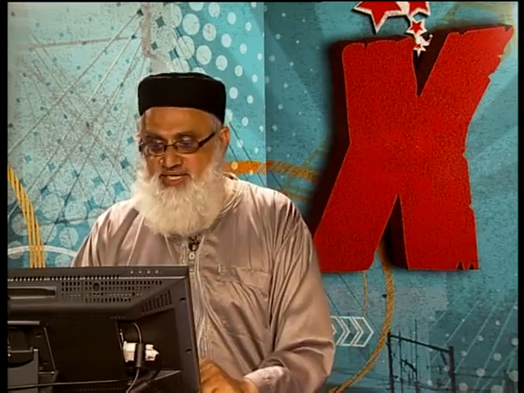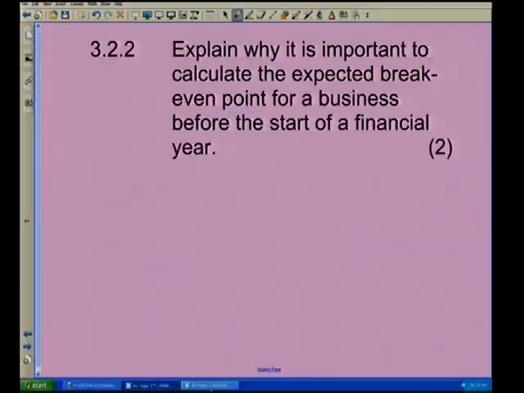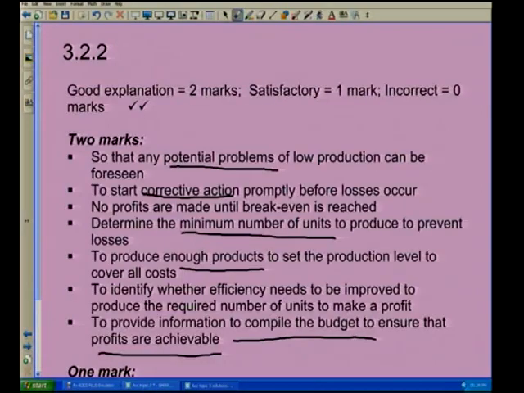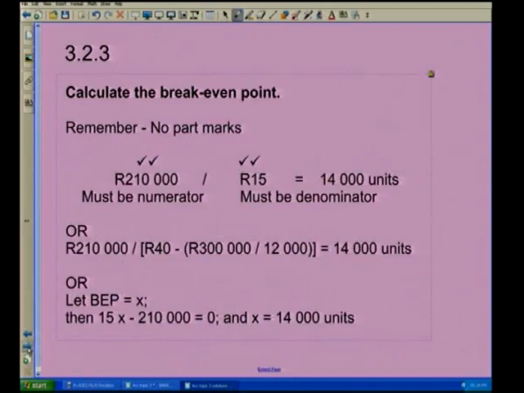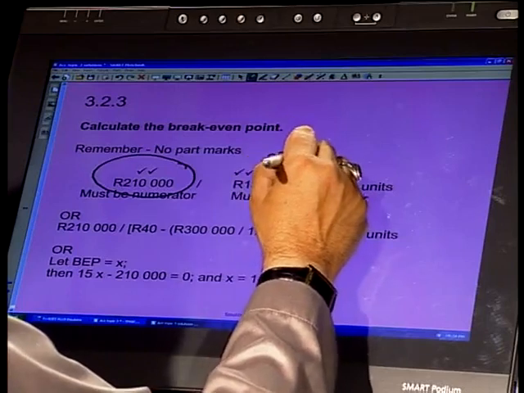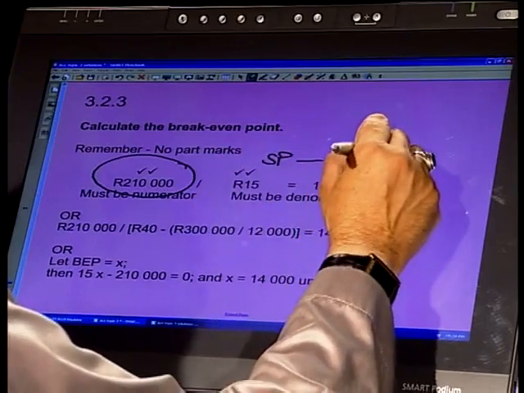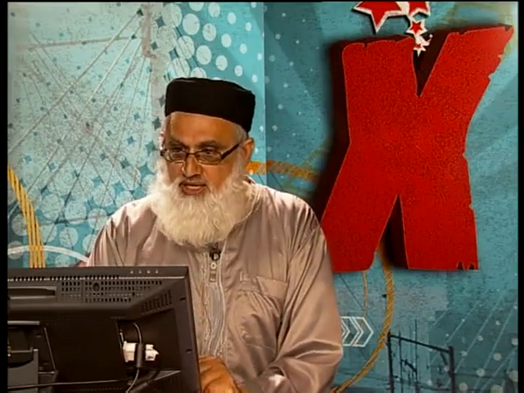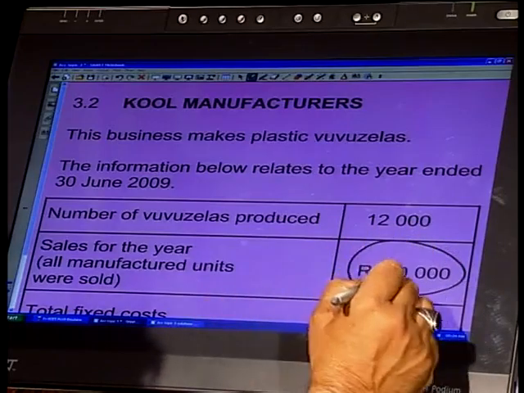Okay, so what they said was you have to give an explanation. So you give an answer and you also give an explanation to your answer. So these are reasons why the break-even point is calculated. The next one, they said, use the figures to calculate the break-even point. Let's do that. You start off with your total fixed cost, do you remember your total fixed cost? And you divide it by your selling price per unit, if you recall, minus your variable cost per unit.